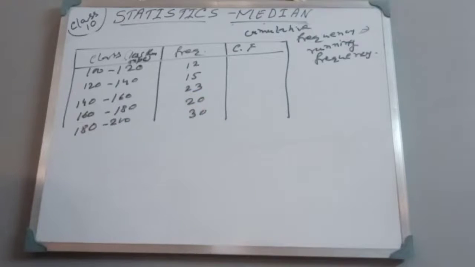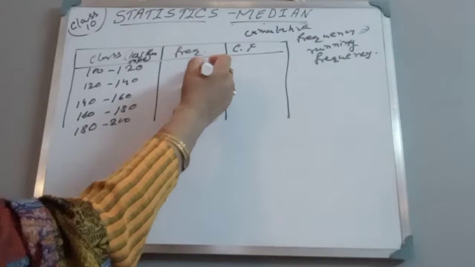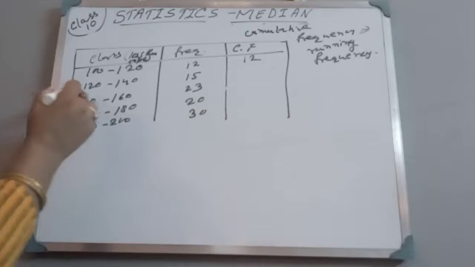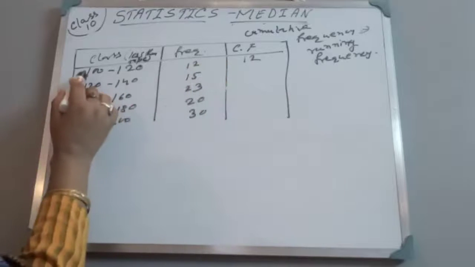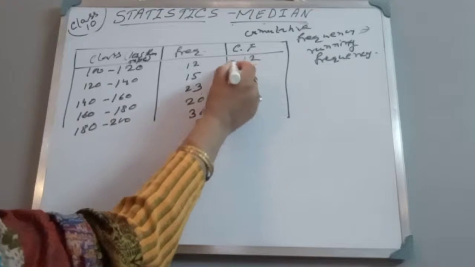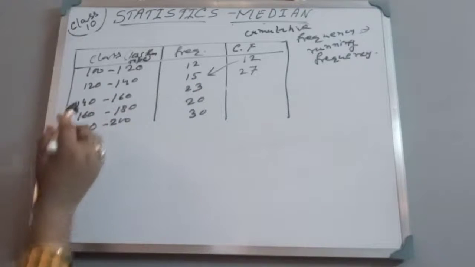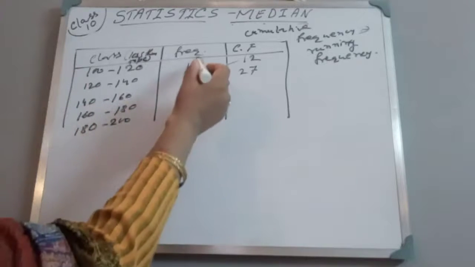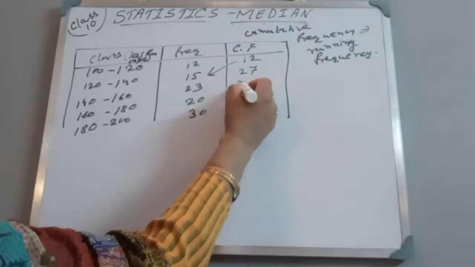What is the cumulative frequency? Running frequency means, for 100 to 120, frequency is 12, so running frequency we will write as 12. Now 120 to 140, frequency given is 15, but if we consider 100 to 140, then we have to consider 12 plus 15. So we will add this 12 plus 15. This will be 27. Next is 140 to 160, frequency is 23, but for 100 to 160, frequency will be 12 plus 15 plus 23. So 27 plus 23 gives us 50.